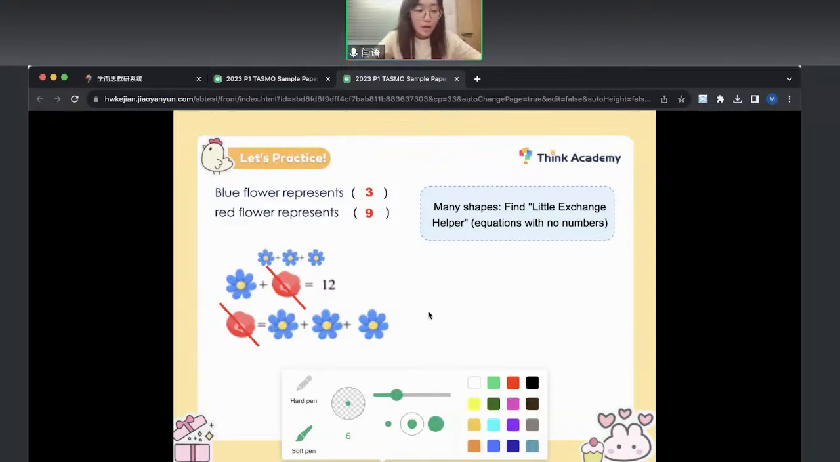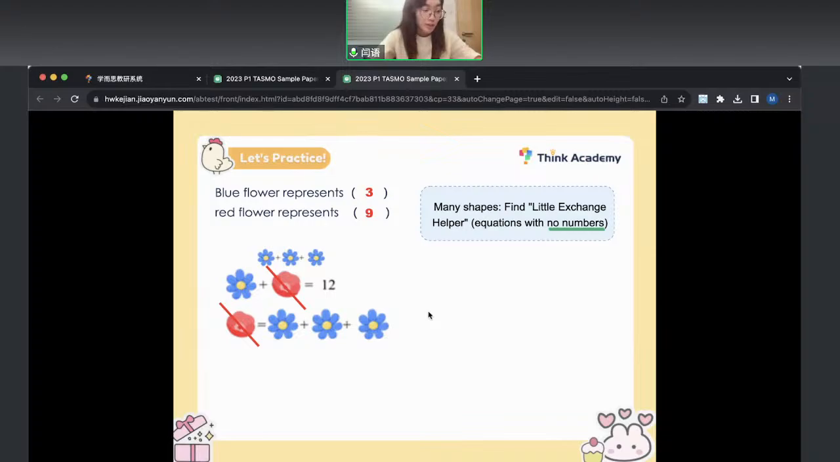So now you see in this question, which one is the little helper? That is the red flower. So then you can just cancel the red flower and calculate the value of the blue flower first. Okay, this is the third tip about the little exchange helper. Understand now?